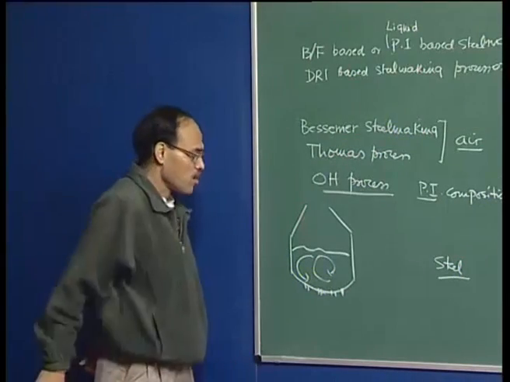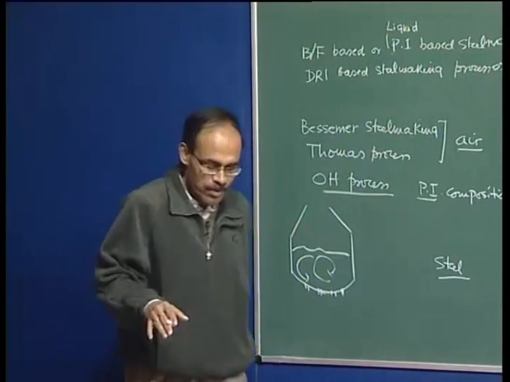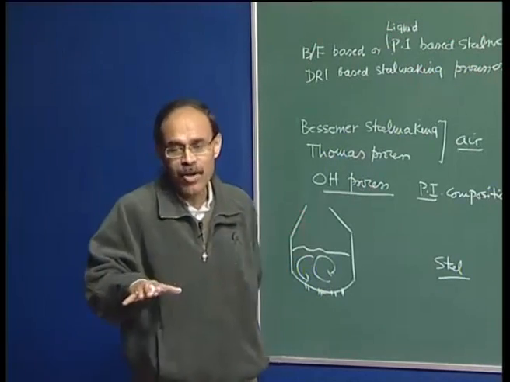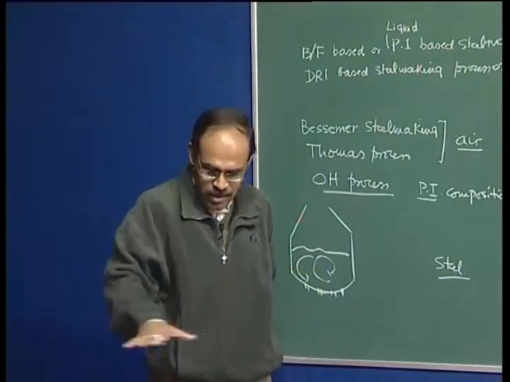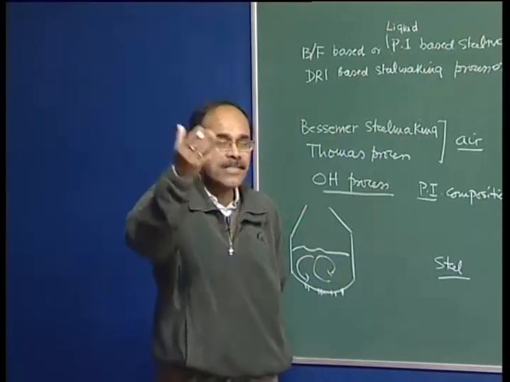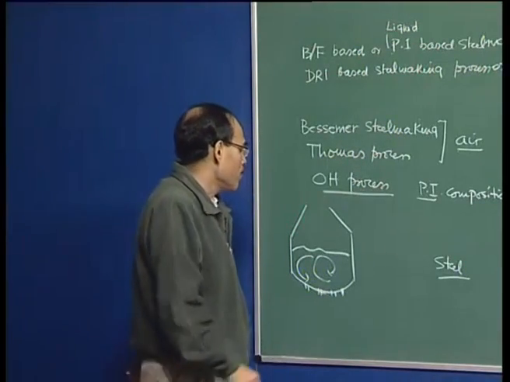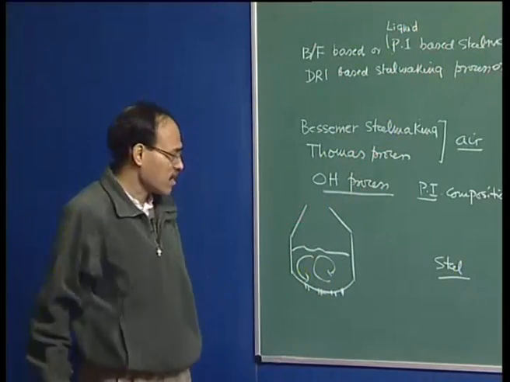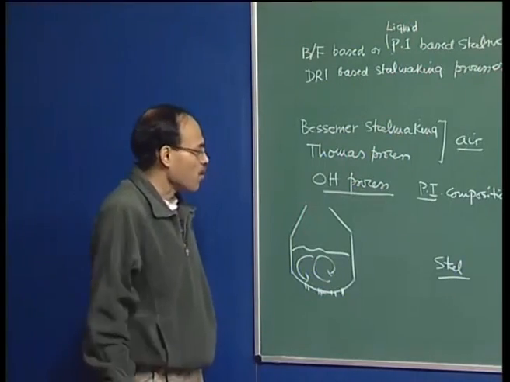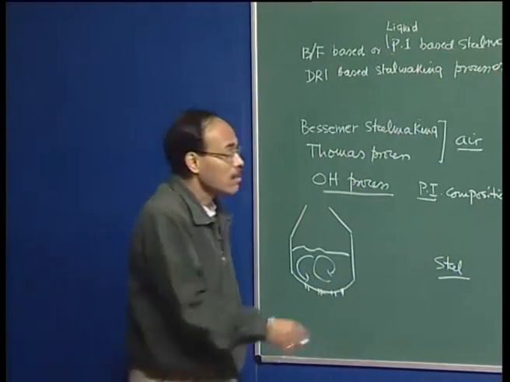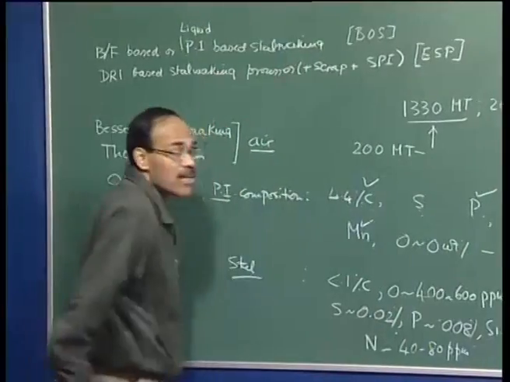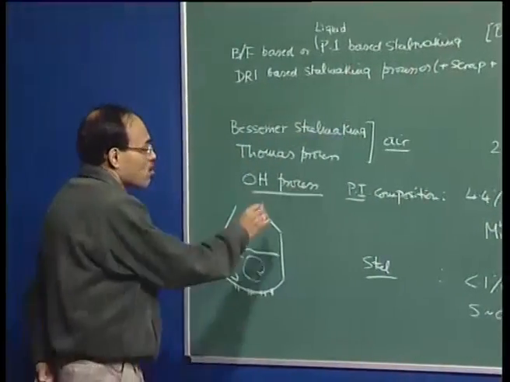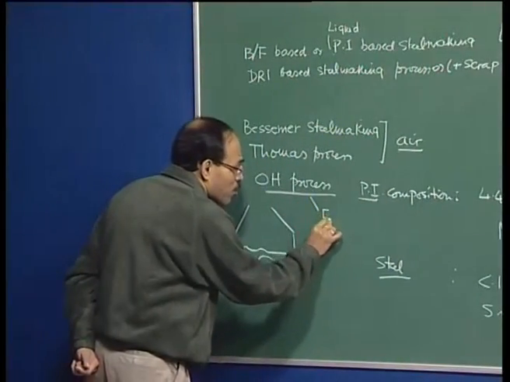Open hearth steel making process, on the other hand, as the name suggests, has a big, wide hearth, and that hearth is open. There is no oxygen injection in the original version of the open hearth furnace. Then how is the pig iron going to be oxidized? In the open hearth process, the oxidizing agent is the iron ore.